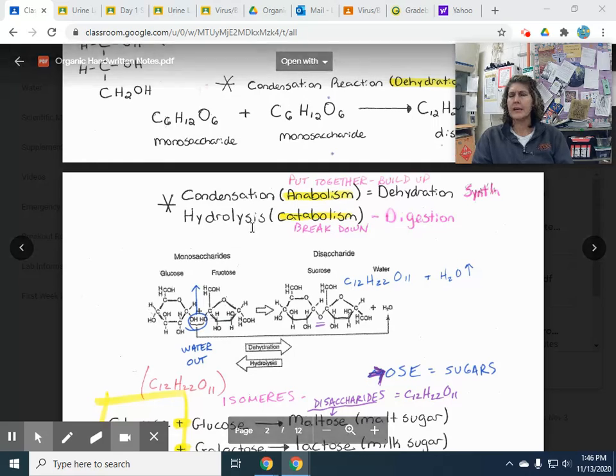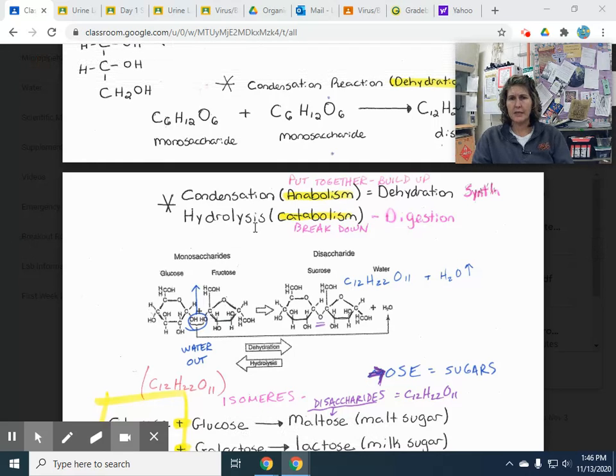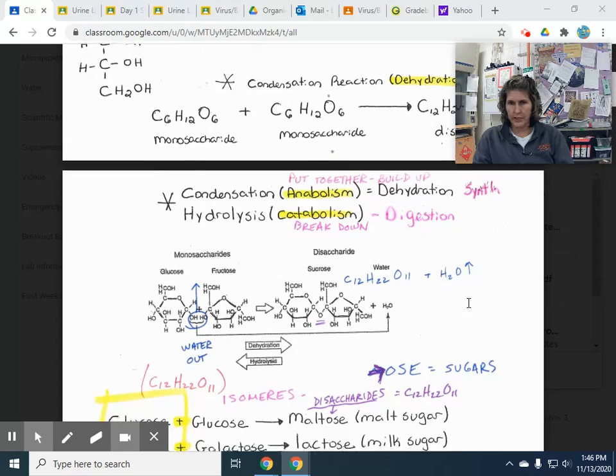Remember that dehydration synthesis means that you are putting things together. It's an anabolic reaction. Hydrolysis is the reverse reaction. You are breaking it down. Basic digestion is an example of hydrolysis, or a catabolic reaction. You're adding water, you're breaking the bond, you're releasing energy. And this is basically what's happening within your mitochondria through the process of cellular respiration.